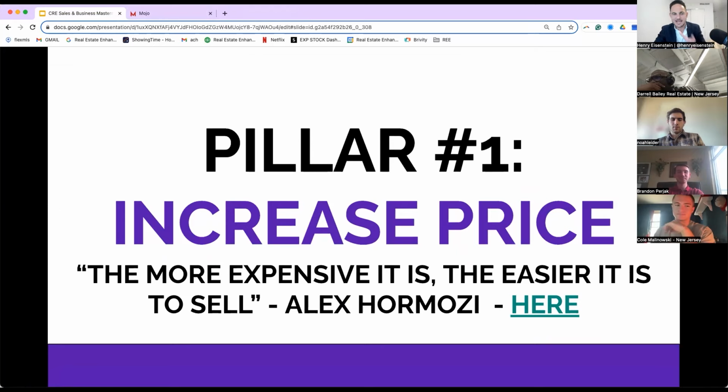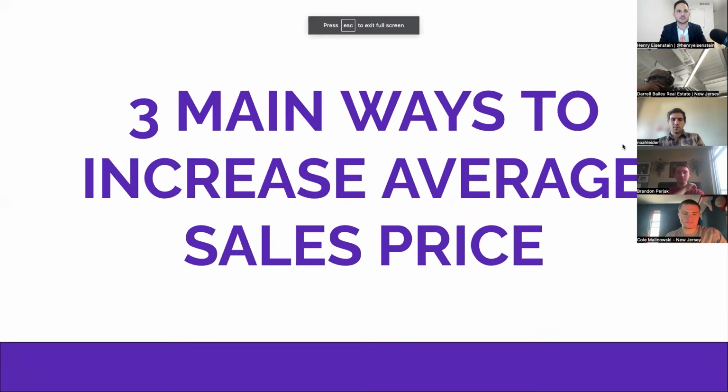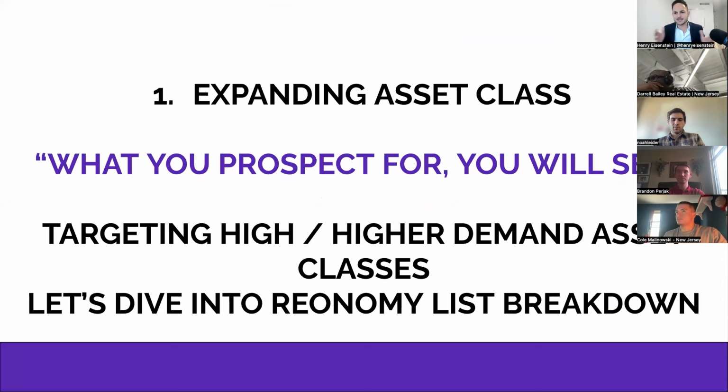So let me explain to you exactly how to increase your average sales price. Okay. So there are really 3 main ways to focus on doing this. Number 1 is expanding your asset class. So some of you are in the residential real estate world, and you guys are selling $200,000 houses, $400,000 houses, $500,000 houses, $1 million homes, what have you.